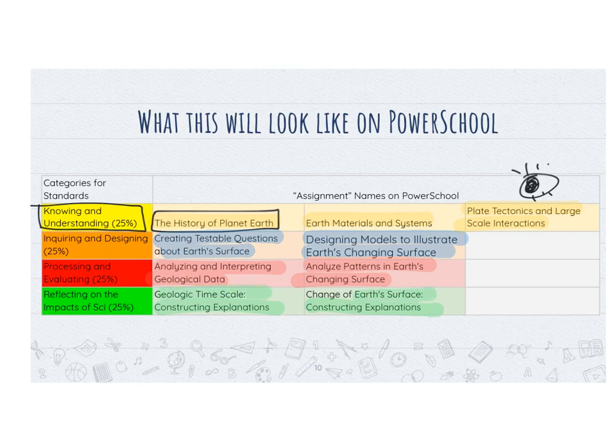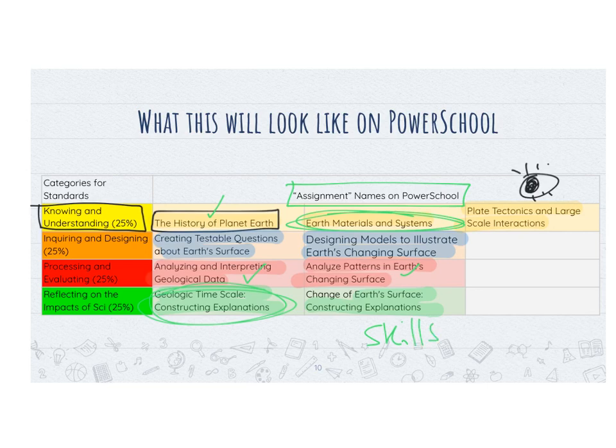So just by looking at the assignments on PowerSchool, you should be able to figure out really quickly what you're doing well at and what you maybe need to look at and work on more. What are the skills that you need to be developing more?